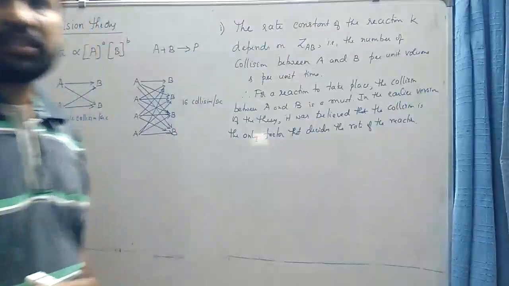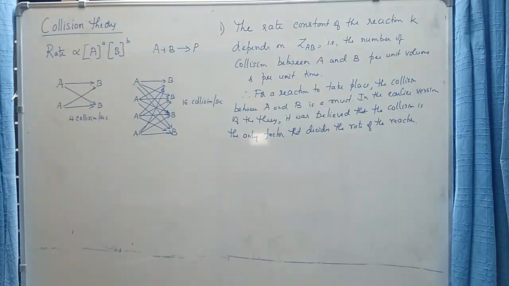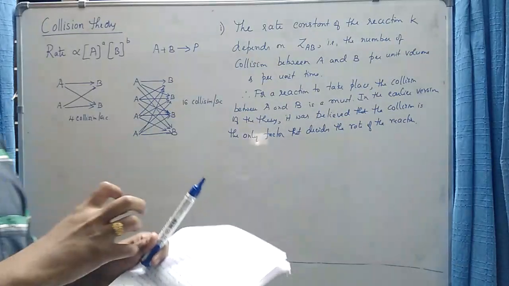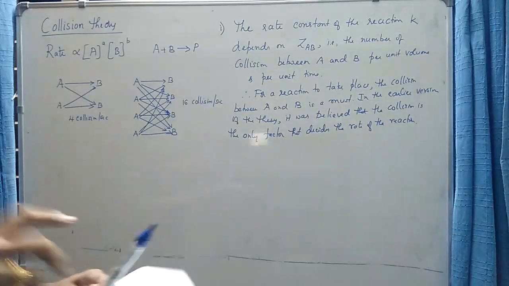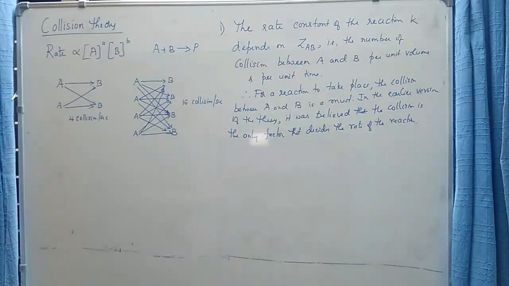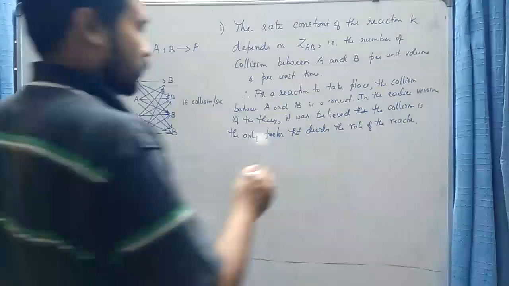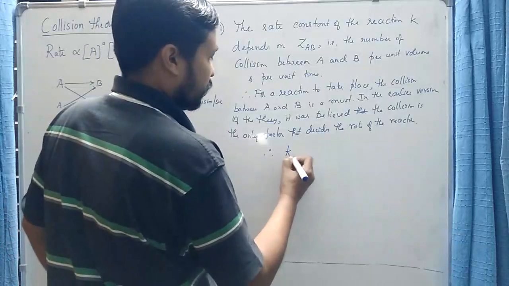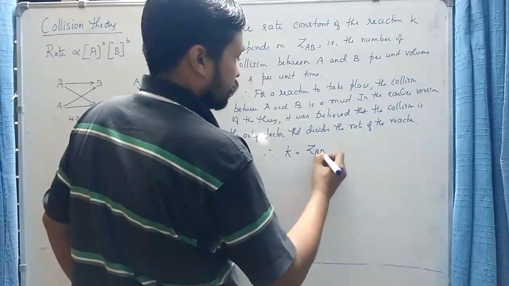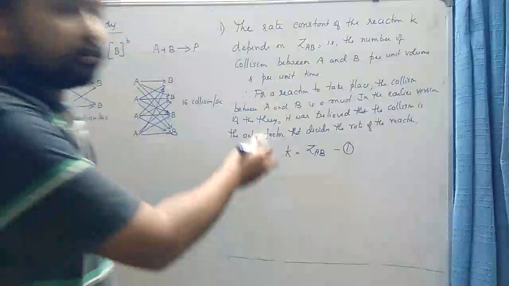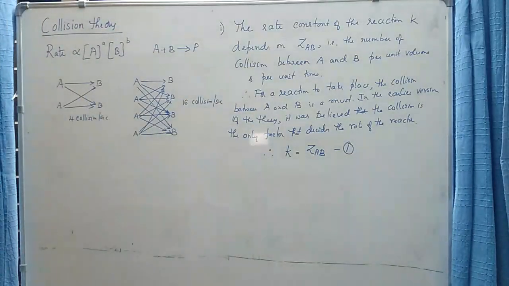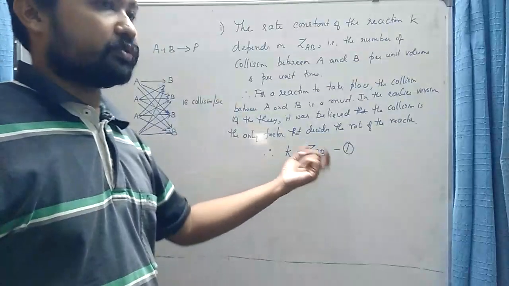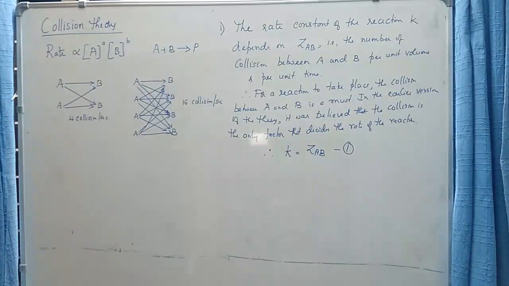What collision theory assumes is, if there is a collision between A and B, then it should result in the formation of the product. So when molecules A and B collide, the first collision itself should result in the formation of the product. So the rate constant k is equal to ZAB. According to collision theory, the rate constant of the reaction is equal to the number of collisions taking place between molecules A and B per unit time, that is per second, per unit volume.